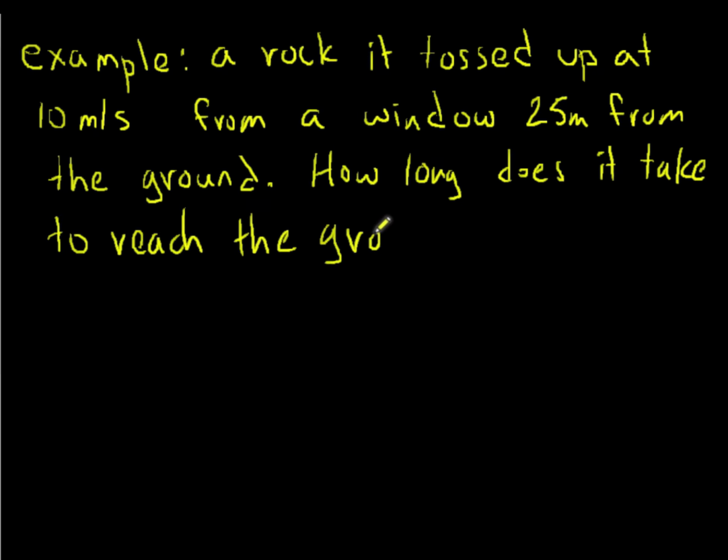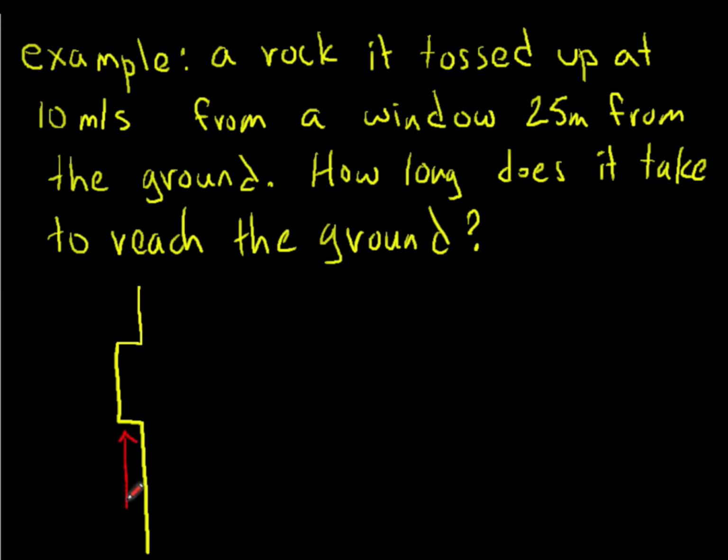Sometimes when dealing with problems, it's best to start by drawing a picture to help visualize all the variables in the situation. So here's the window, 25 meters from the ground. This means overall, the distance that it's going to fall from start to finish is a displacement of 25 meters. Even though the ball goes up and back down, the up and down part of the journey doesn't matter to the displacement. The initial velocity of 10 meters per second up is our initial velocity, and we're looking for time.